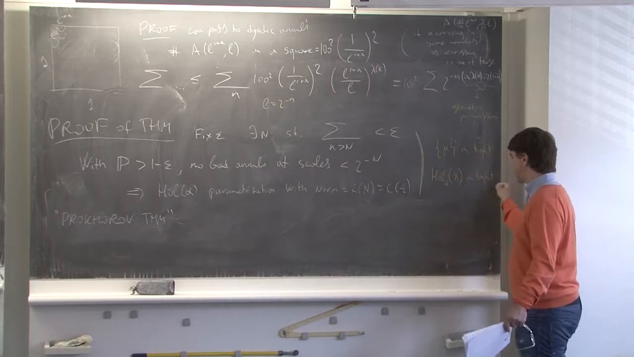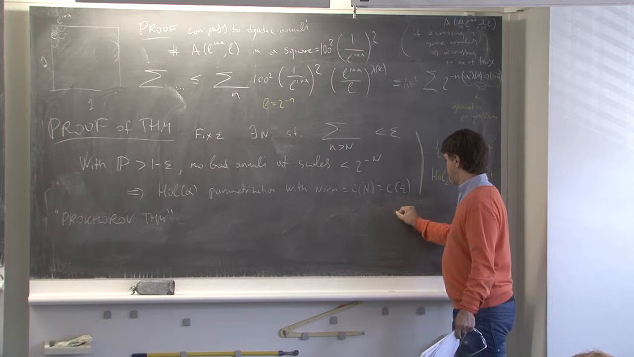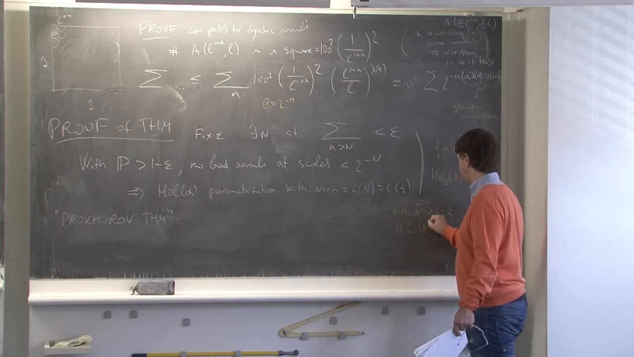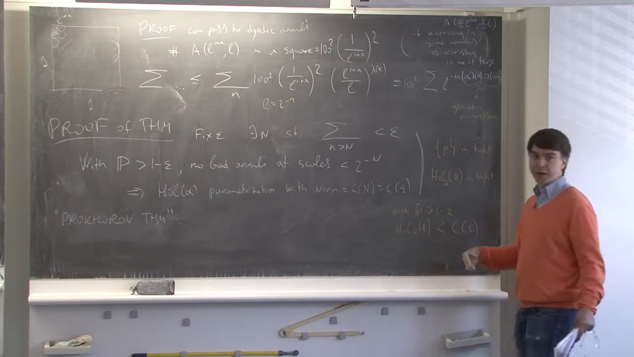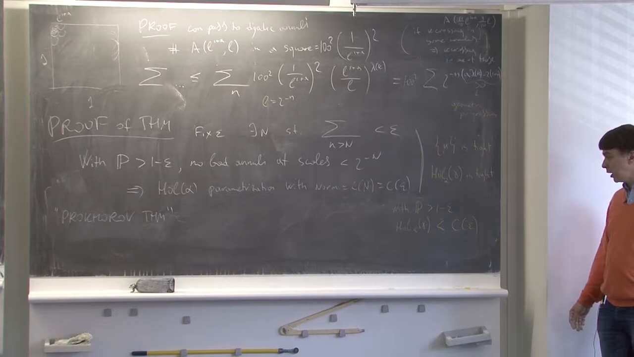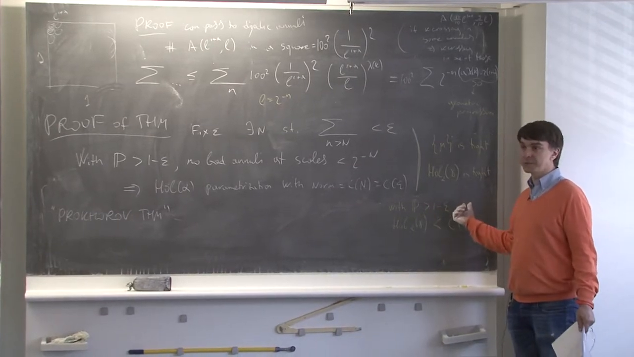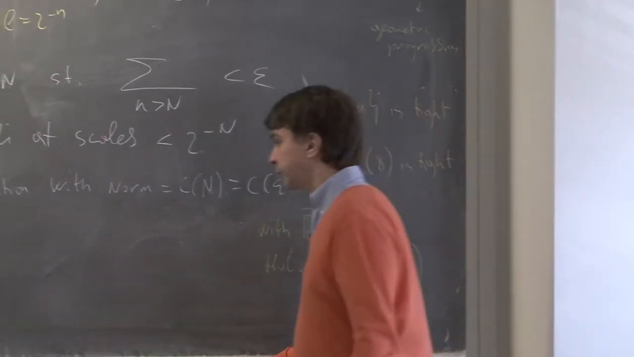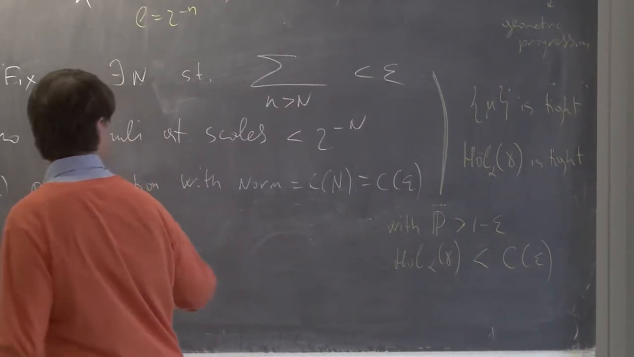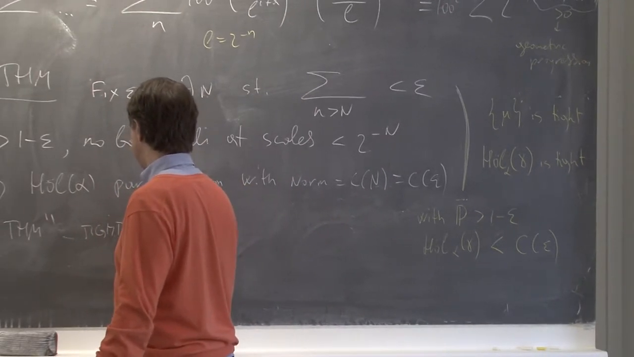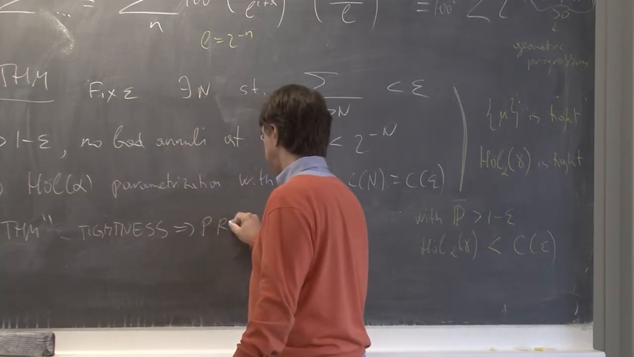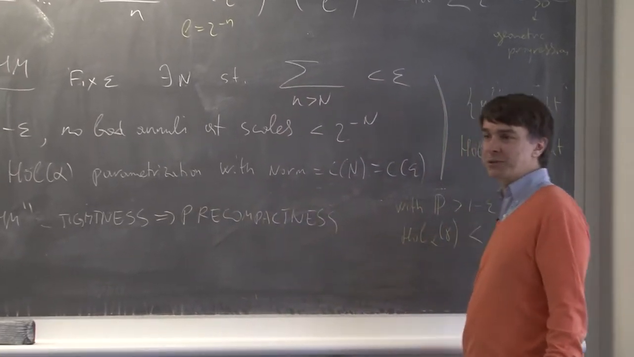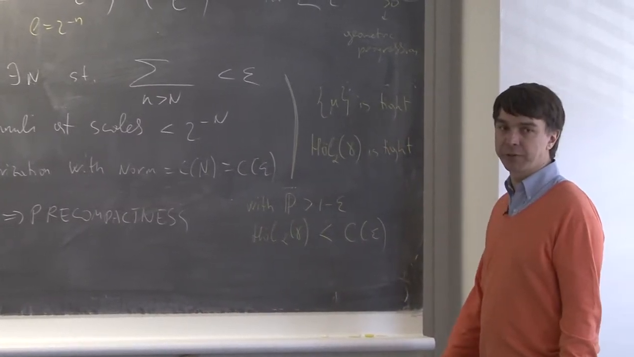So this tight means that with probability bigger than 1 minus epsilon, the Hölder alpha norm of gamma is smaller than a constant of epsilon. So for every epsilon, we can find a bound. Now, if we chop away the bad curves, then we get Hölder continuous with uniform estimate, and this is precompact. So Prokhorov theorem says that tightness implies precompactness. It's called a theorem not because it's difficult to prove, but because it is important. Essentially, it's an exercise from a functional analysis textbook.